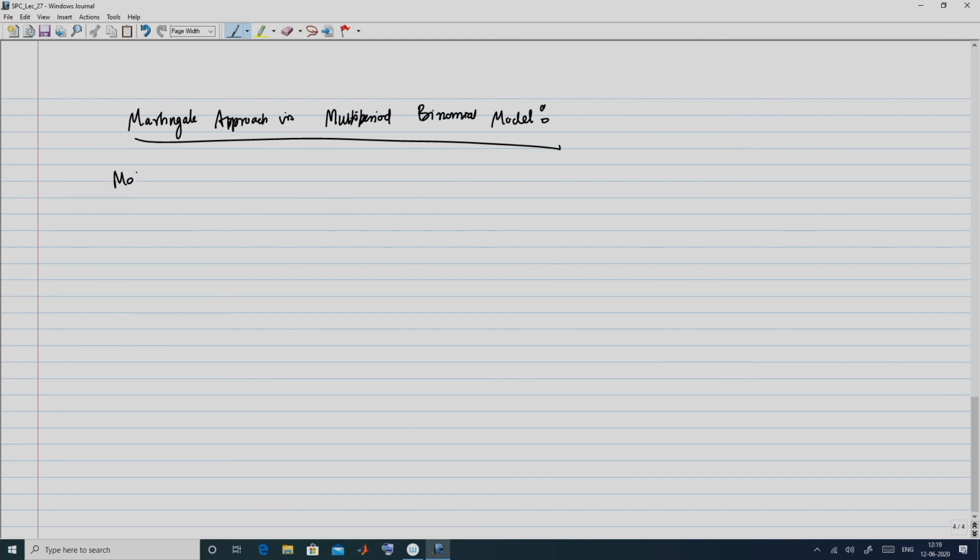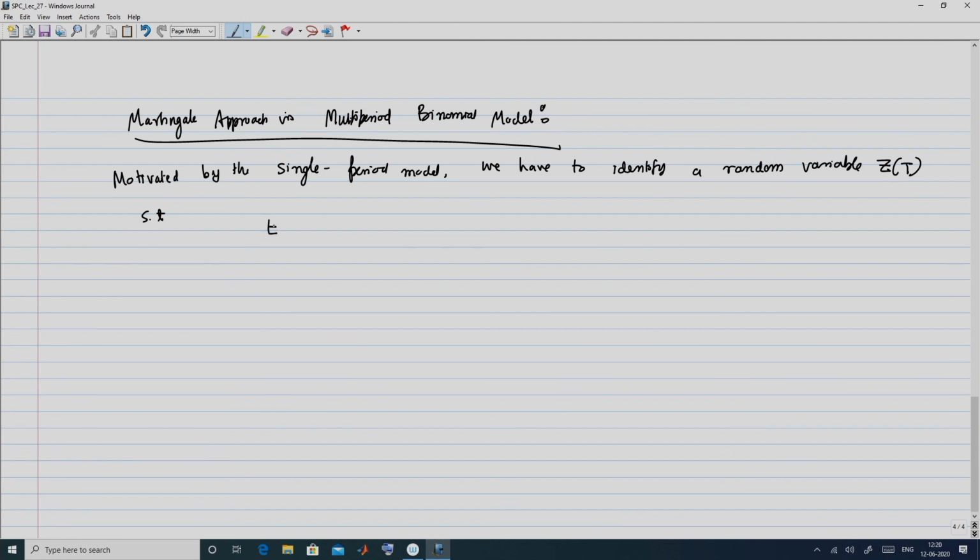So let us start off with the observation that, motivated by the single period model, we have to identify a random variable z of capital T, such that the following condition holds. I am just going to extend the condition. Earlier we had E of z of 1 over 1 plus r into s of 1 was equal to s 0.